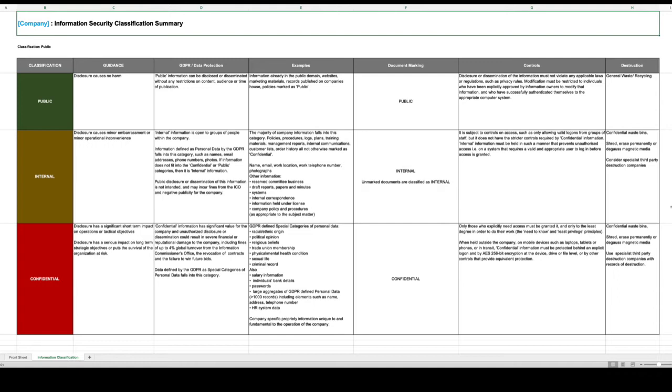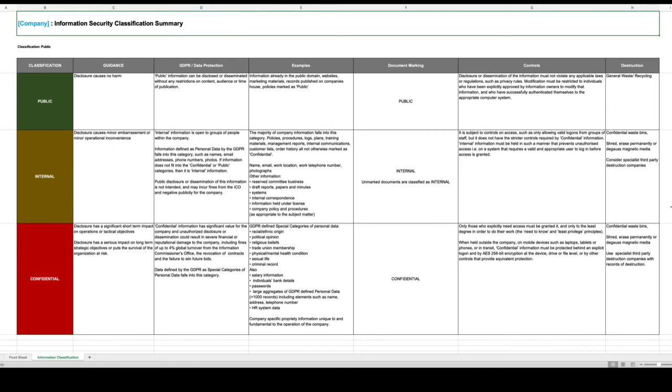There is no work required to update this unless you are changing the classifications for your organization, or any of the information on here isn't right or needs supplementing. You can see that we are working to public, internal, and confidential. And in the document, you can see that we provide guidance on what the classification means.